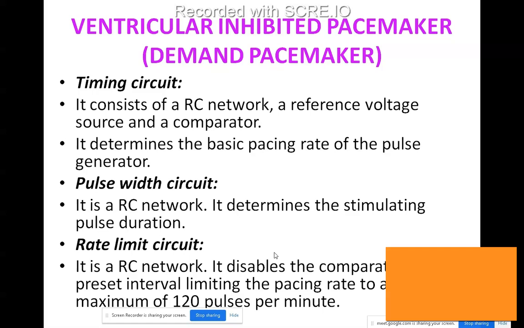Then the rate limit circuit, which is also a type of RC network. Here it disables the comparator for a preset interval, limiting the pacing rate to a maximum of 120 pulses per minute. Rate limit circuit fixes that there should be only 120 pulses per minute.